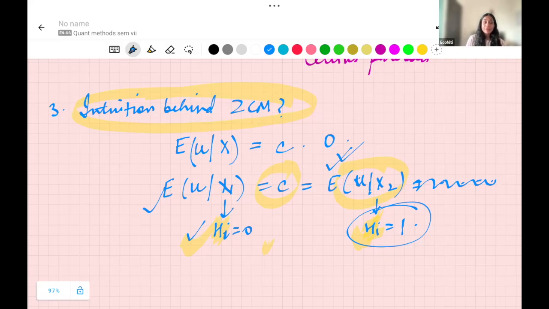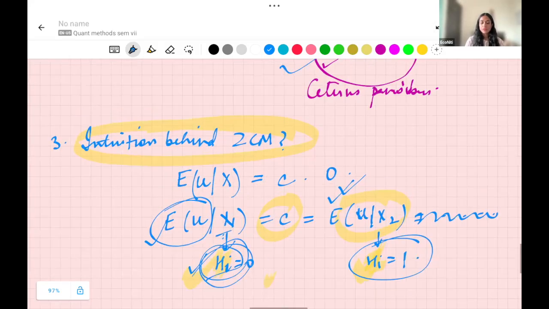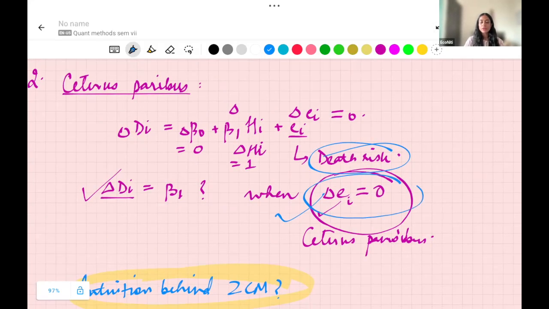Alright, and this essentially means that whatever is the average for one group should not change as you go to the other group, right? Delta E should be equal to 0 as you switch from h equal to 0 to h equal to 1.